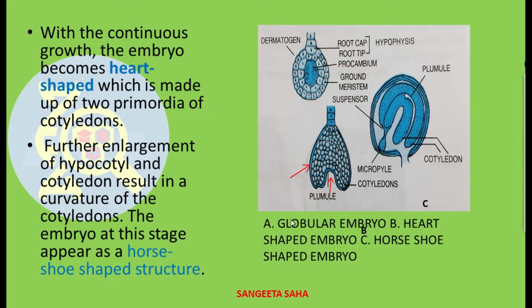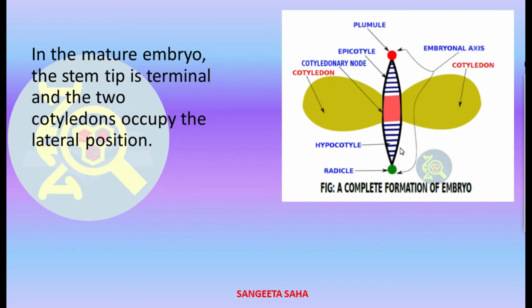Since this development is taking place inside a small embryo sac in the ovule, enough space is not available. So the cotyledons during growth bend like this, and the shape changes to horseshoe-shaped, as you can see in the diagram. Now, when we open a seed and open the seed coat, since we are talking about the dicot, obviously we will get to see two cotyledons, as you can see in the diagram here. Two cotyledons.